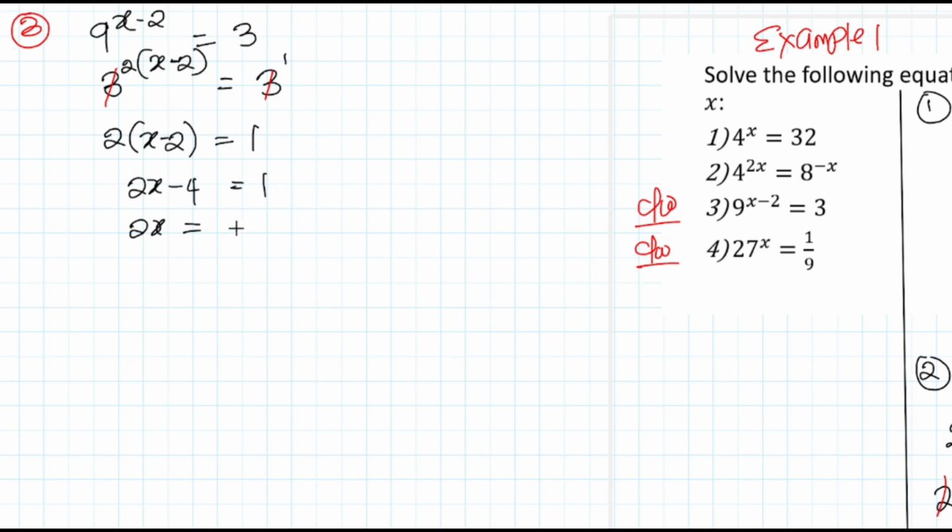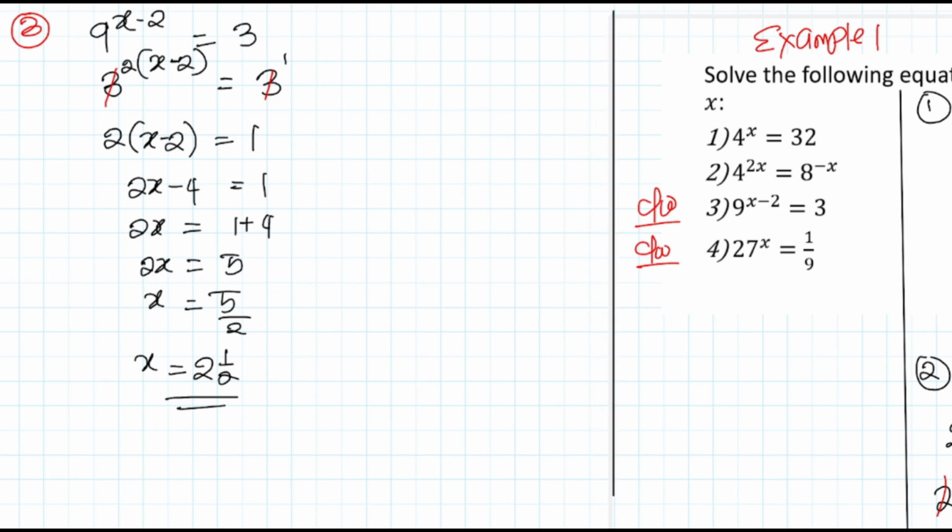Collect like terms, 2x = 1 + 4. So we have 2x = 5. So x = 5/2, which implies that x equals 2 1/2. So this is how you solve this. Okay, it's very easy and straightforward, guys. Let's take the last one.